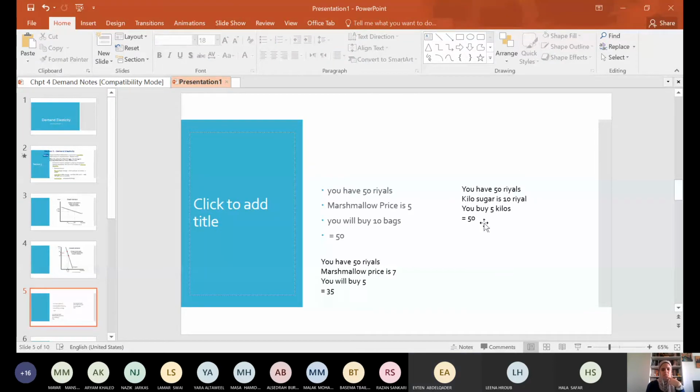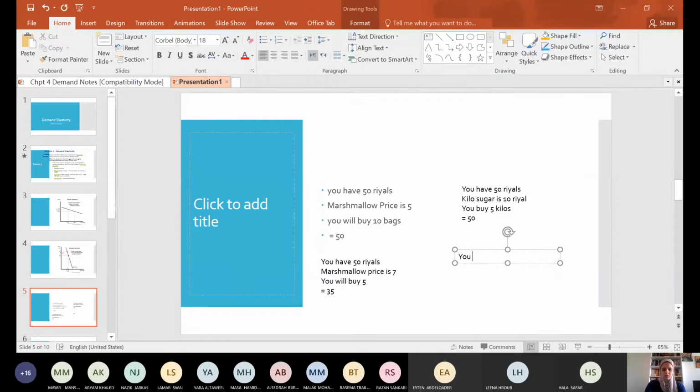Okay. So you have 50 riyals. A kilo of sugar is 10 riyals. You buy 5 kilos. You pay 50. Then he increases the price. A kilo of sugar is 15 riyals. But what happens, girls? You cannot live without sugar. So what will you do? You have to buy sugar. So you buy 4 kilos. How much do you pay? 4 times 15 is 60.